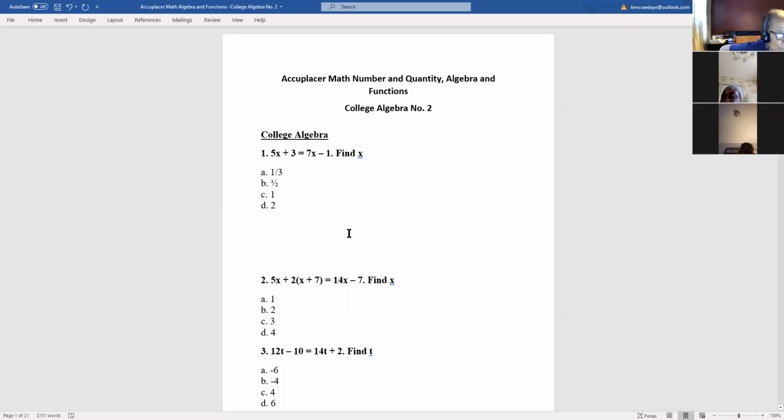So College Algebra. Find X. I'll give you a few minutes to find X. So we have 5x plus 3 equals 7x minus 1. You need to get all your x's together and all your constants together. So 2x equals... 4x equals 2.